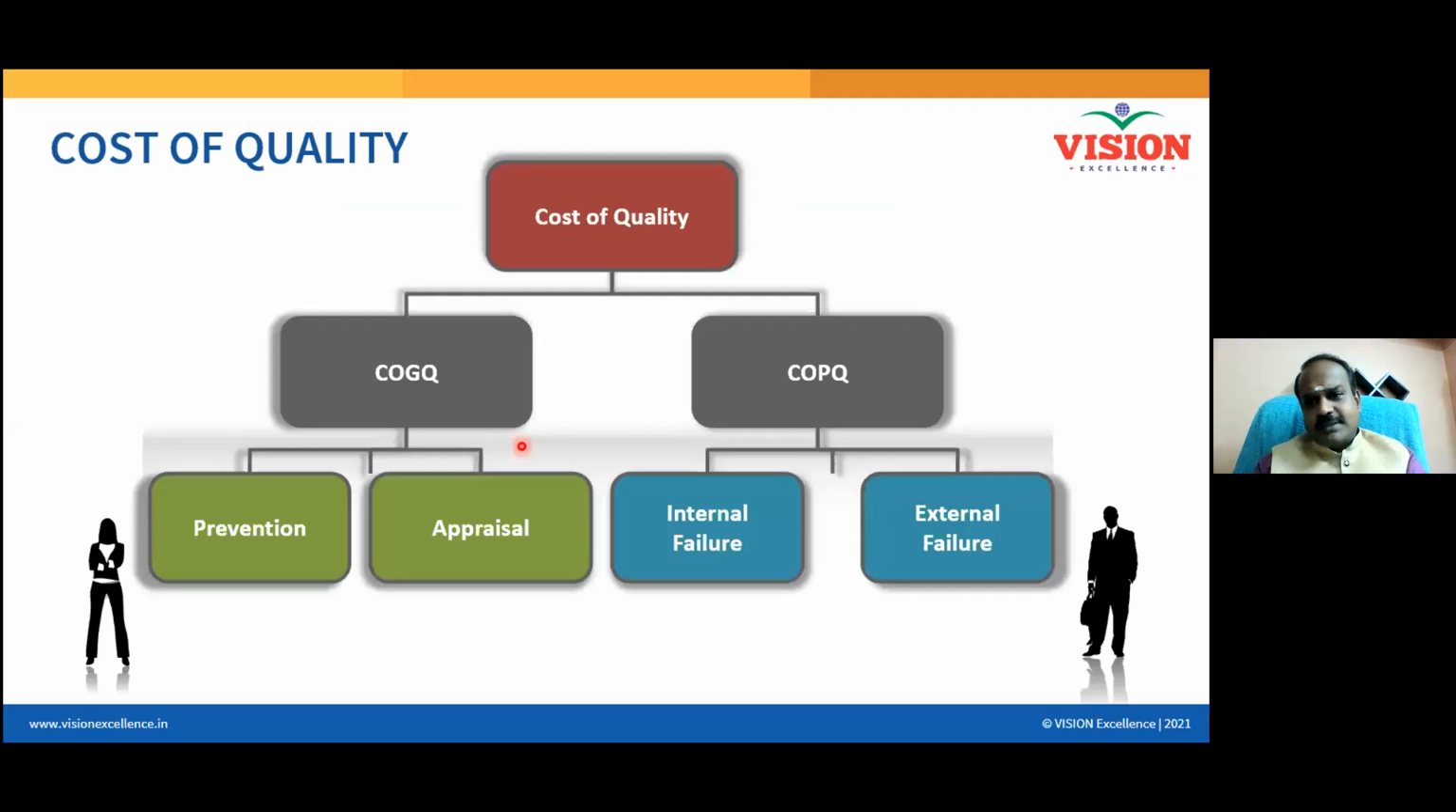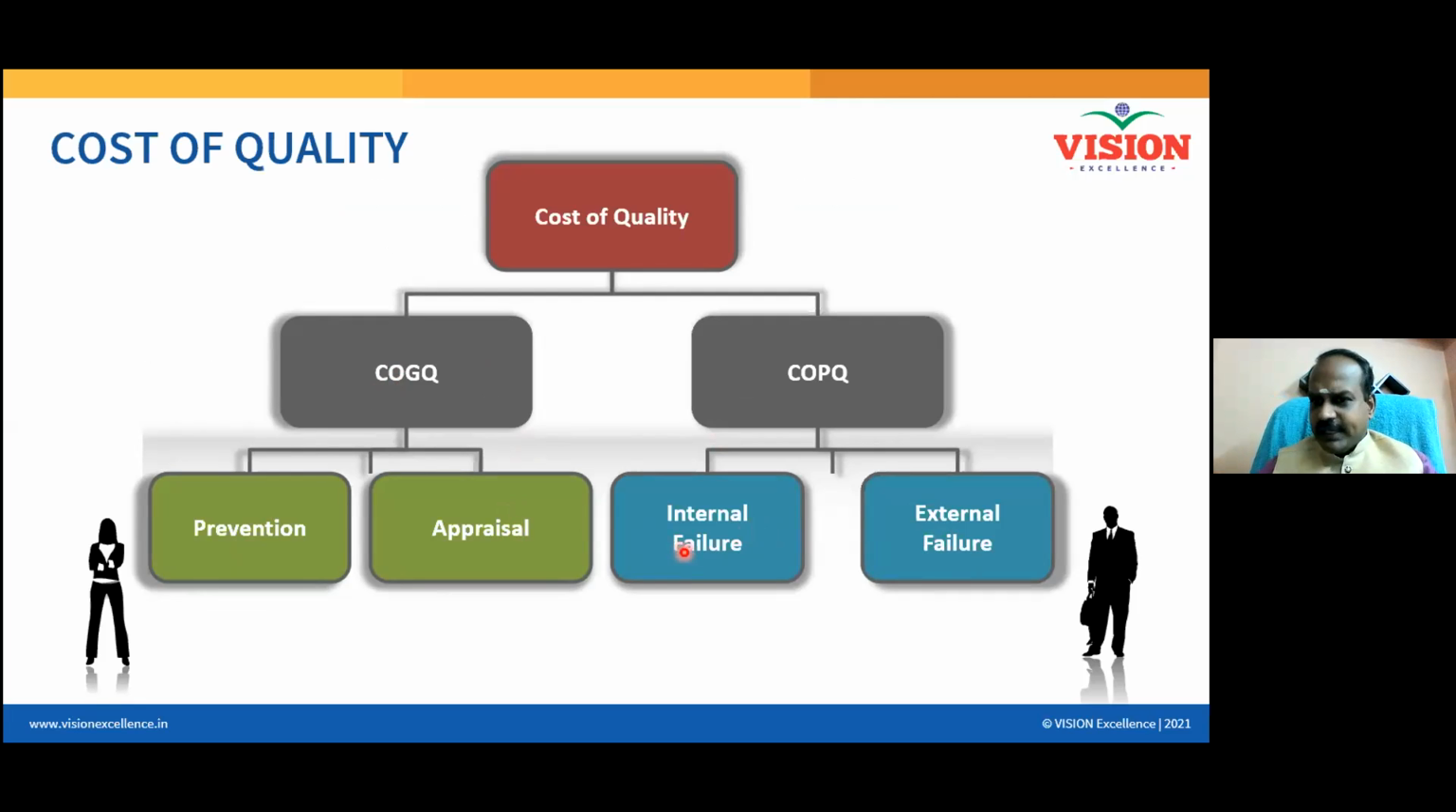Right. And now cost of quality. There are two types of cost of quality. One is cost of good quality. Another one is cost of poor quality. Cost of good quality again has two types: cost of prevention and cost of appraisal. And cost of poor quality means the cost associated with the failure, right? Failure can be internal, failure can be external.